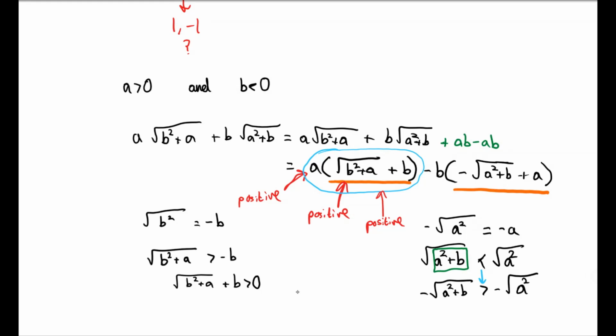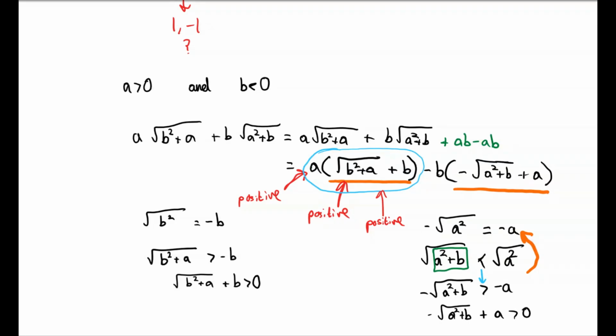And we already established that the negative square root of a squared is equal to minus a. So what this actually gives us is that the negative square root of a squared plus b is larger than minus a. Or in other words, the negative square root of a squared plus b plus a is larger than 0. So this means that this bracket is positive.